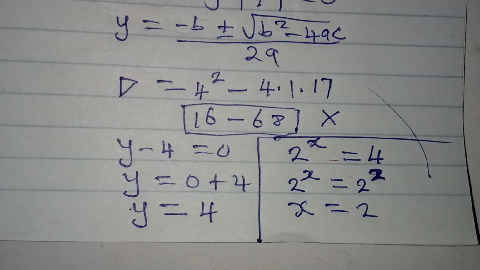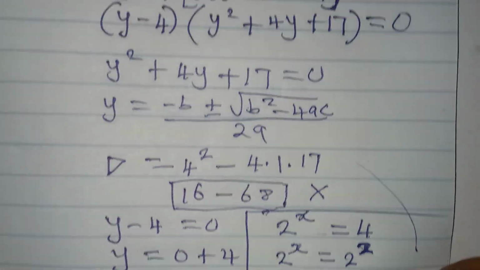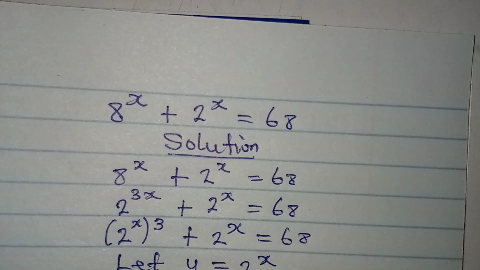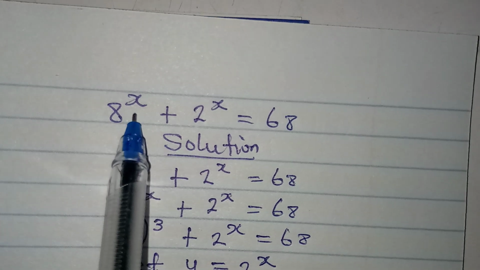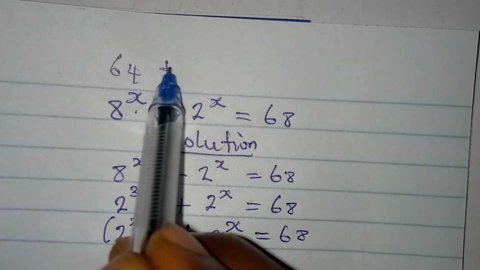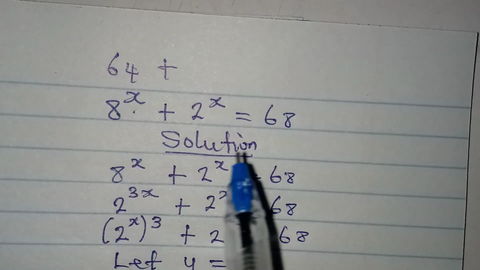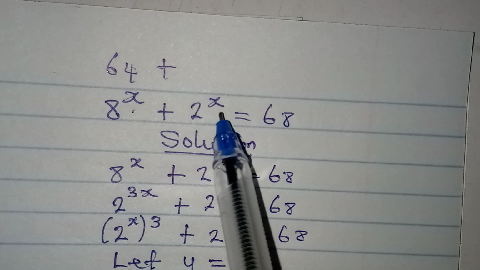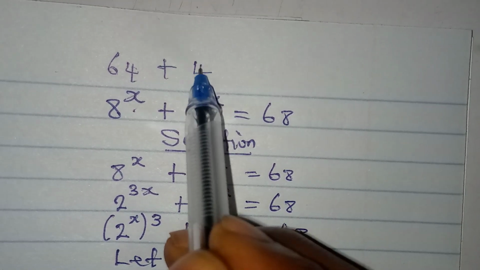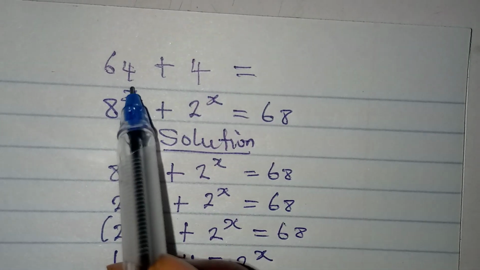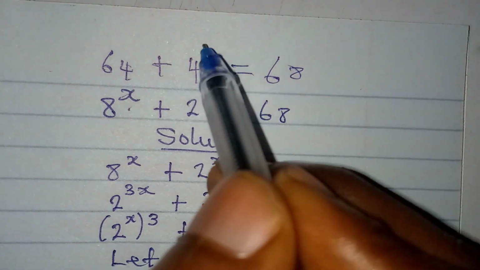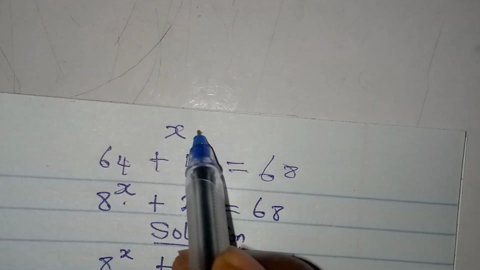But then let's put it back into the equation very quickly, straight to the original equation. We have 8 to the power of x plus 2 to the power of x equals 68, and we're having 2 as x. This means that here we are having 64, because 8 to the power of 2 is 64. Then 2 to the power of x, that will give us 2 to the power of 2, and it is now 4. And then what is 64 plus 4? 68. So this means that we are very correct to say that x is equal to 2.